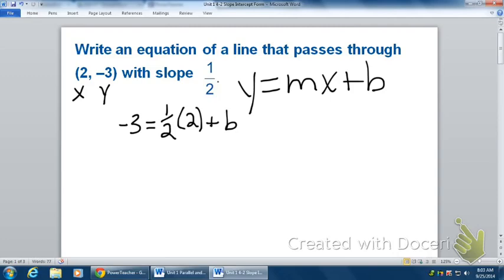So from there, you're just solving. 2 times 1/2 gives you 1. Okay? Then we have a -3 over here. Okay? To solve for b, get it by itself. Yes, you're going to subtract 1 from both sides. So -4 is equal to b.